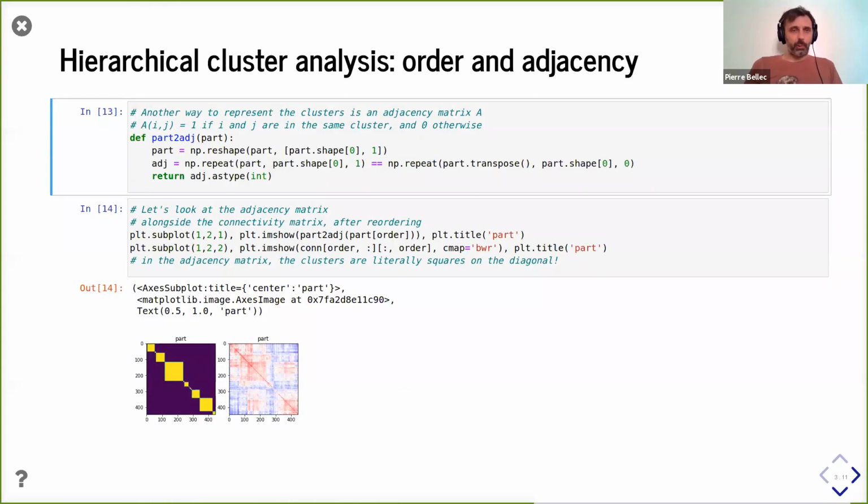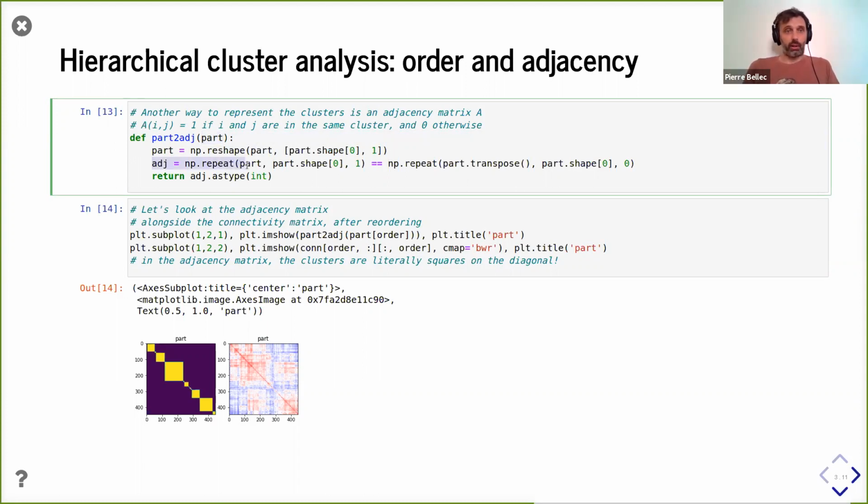So just as a quick aside, parcellation can also be represented using what's called an adjacency matrix. An adjacency matrix is simply a matrix where you have the regions times the regions, like the connectome. But instead of having the connectivity measure in the matrix, what you have is 0 or 1. You have 0 if the two regions are not in the same cluster, and you have 1 if they are in the same cluster. And what I've done here is that I've created a little function that converts a partition, so that vector with integer labels, into an adjacency matrix.